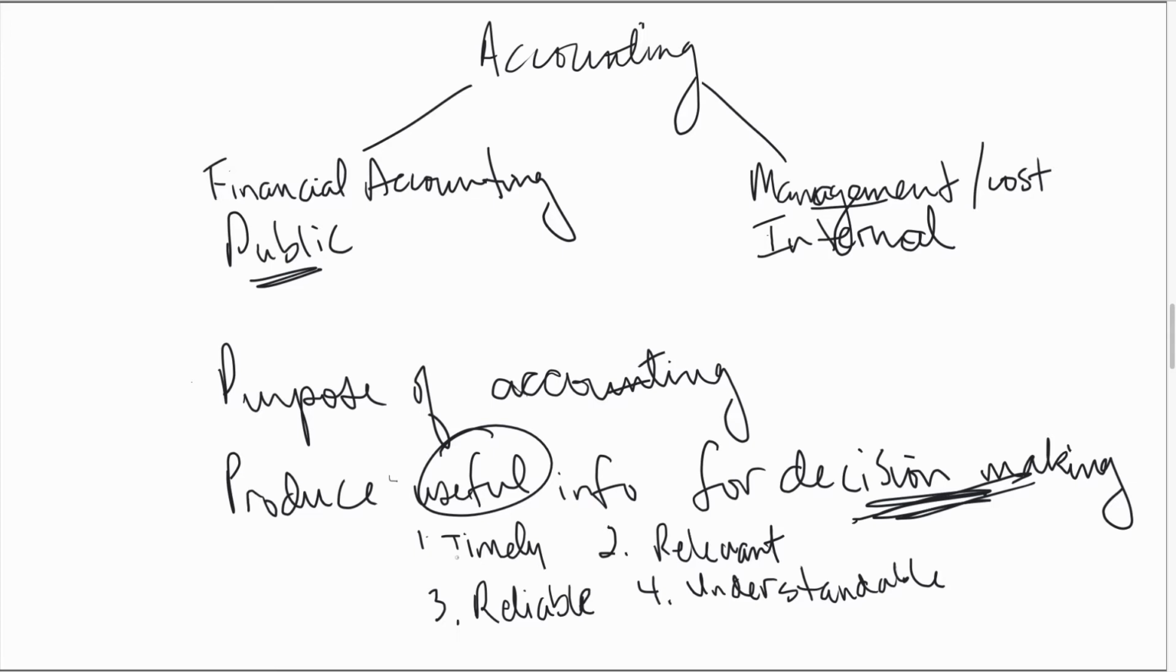But we elaborate even more on the rules of accounting, and they all relate to making this information useful. They all relate to the purpose of accounting. So remember this, because I'm going to ask you more than once to be able to explain some of our rules of accounting in terms of how they help make useful information for decision making.